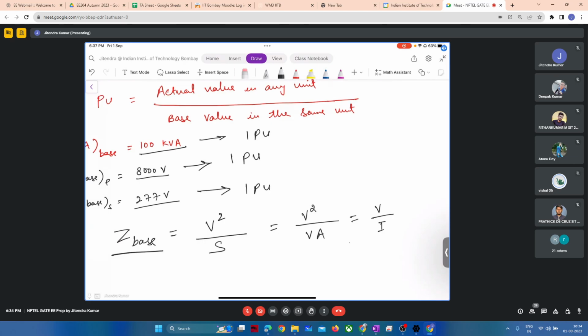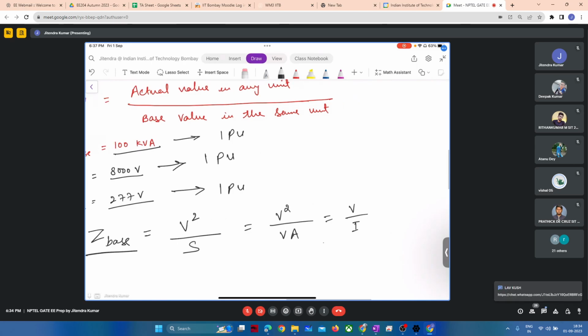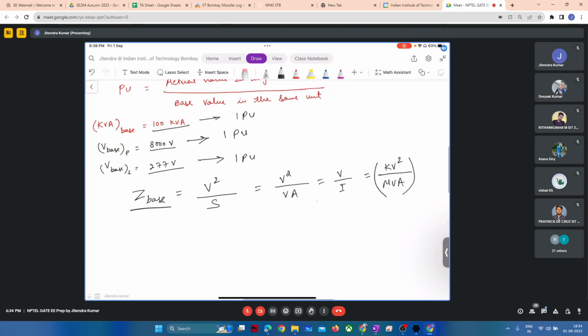I hope you are aware of this, right? This is very basic. kV square by MVA, you might have studied in that NPTEL machines course, right? kV square by MVA I always used to write. So it is nothing but equivalently voltage by current. Did you get it, Deepak? Yes, sir. Okay, so let us move ahead.